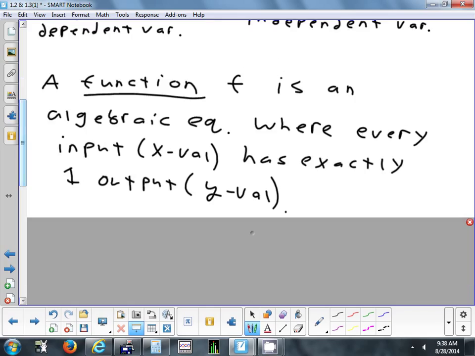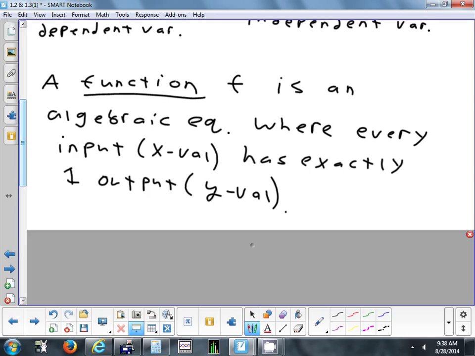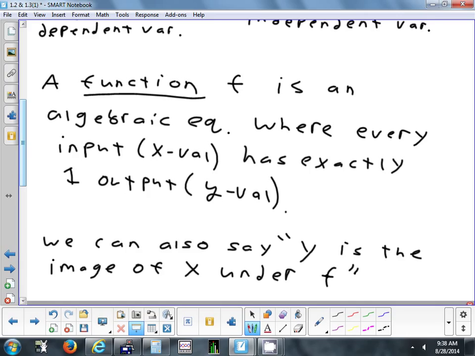Okay, so a function is an algebraic equation. When you plug in an x value, there is exactly one y value that you get. Another way to say that is y is the image of x under f. So the value that you get is the image of x under f. I don't usually say it that way, but it's in your book, so if you see it, you know what it means.